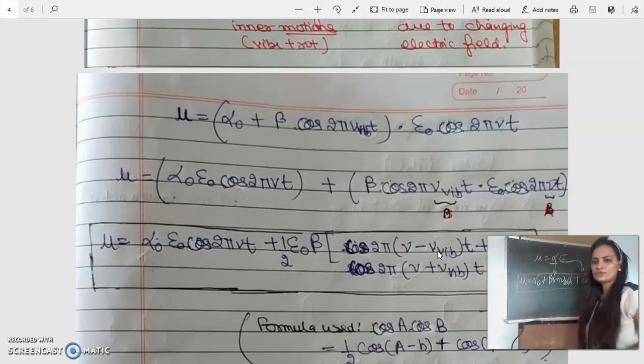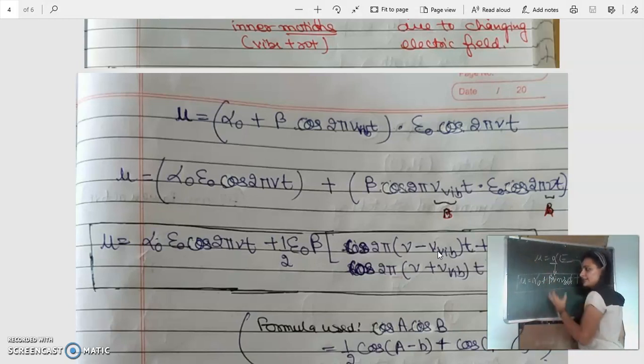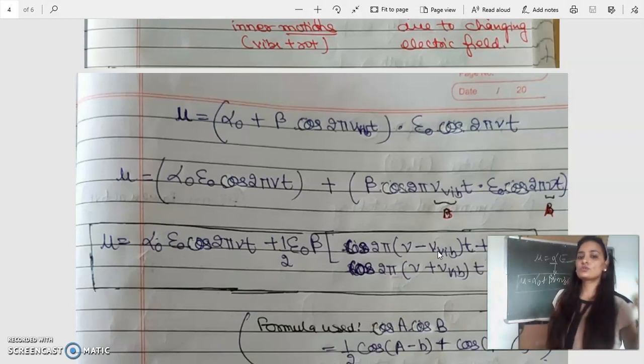This whole equation is for Raman scattering. In case some field is coming and hitting the molecule, the scattered photon has a different vibrational frequency as compared to the incident photon. In that case, we are going to specify which frequency is for the Stokes line and which frequency is for the anti-Stokes line.